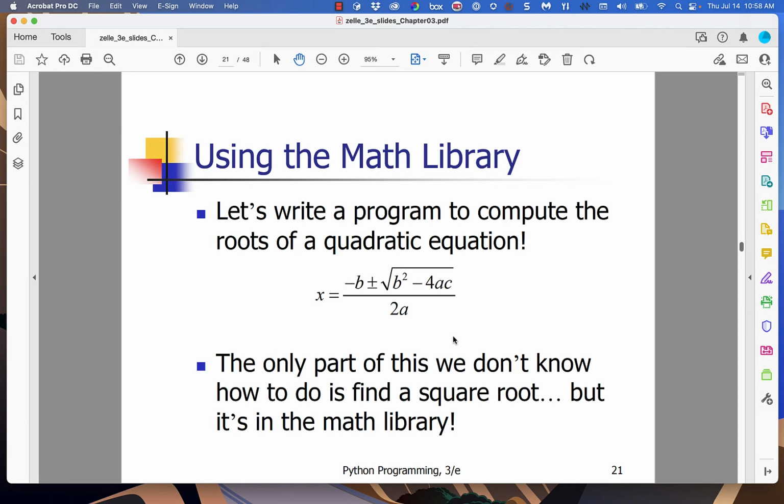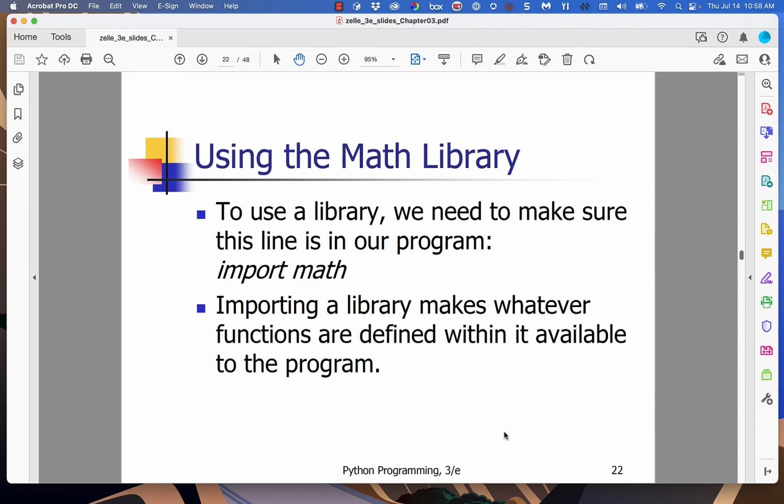Okay, so let's write a program to compute roots of a quadratic equation. This is not interesting to me. I mean, this is interesting to Zelle because he's a mathematician. This is sort of alienating to me and to my non-math oriented students. So I don't spend a lot of time on that. But let's say we wanted to write a program in which we wanted to use one of the functions in the math library. How would we do this?